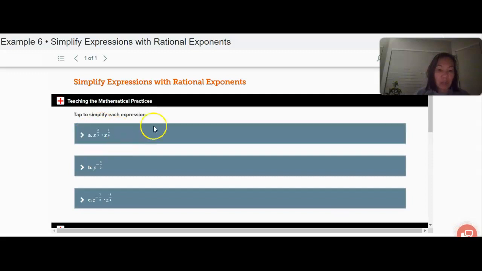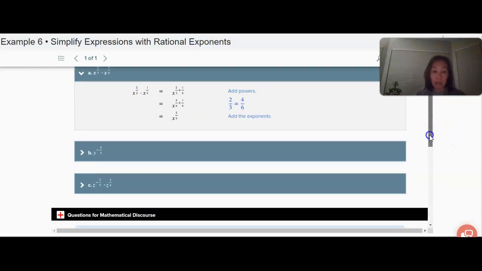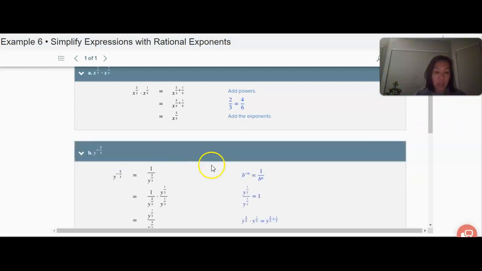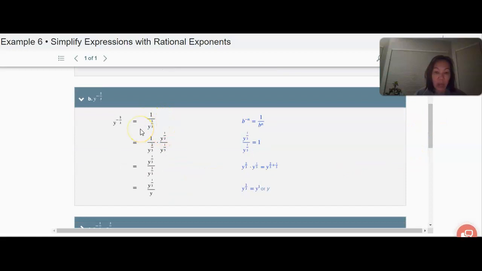If we want to simplify expressions with exponents, x to the 2/3 times x to the 1/6, same thing we do if it was x squared times x to the 3rd. We would add the exponents together. So even if they're rational, if they're fractions, we still use those same properties of exponents. So we're just going to add 2/3 plus 1/6, which when we add those we get 5/6. Y to the negative 2/3 is 1/y to the 2/3 power.